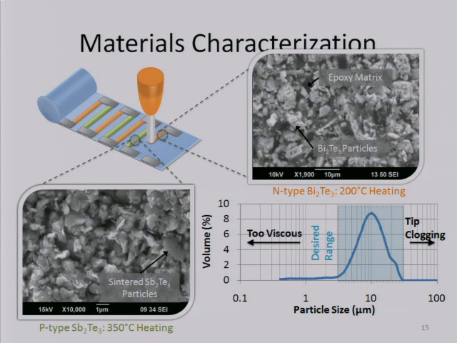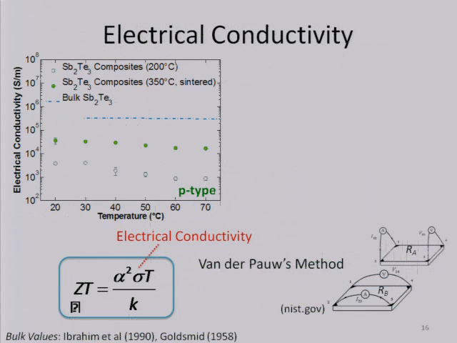So these are micrographs of the bismuth telluride, that's the N-type material, and the antimony telluride, that's the P-type material. And these are after processing, so some sintering of these materials has taken place. And that sintering is to our advantage because it's essential that there be a link from particle to particle in order for there to be any flow of holes or electrons.